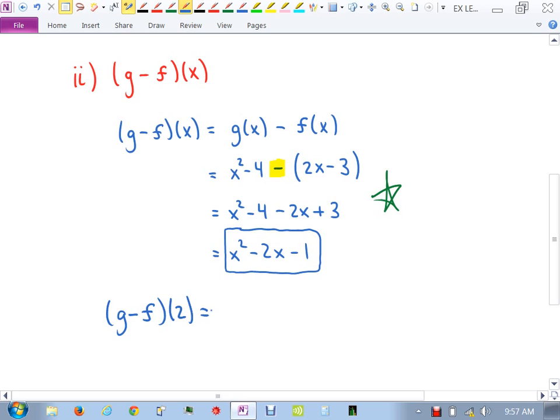But instead of doing that, let's just plug it into this. Plug in 2 into that. And what do you get? 2 squared minus 2 times 2 minus 1. So you get 4 minus 4 minus 1, which is negative 1. So that does the same thing, doesn't it? Okay.